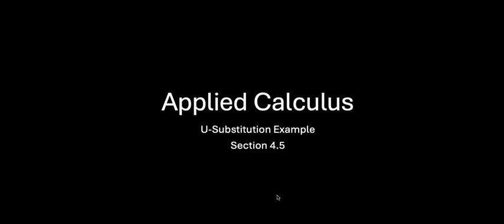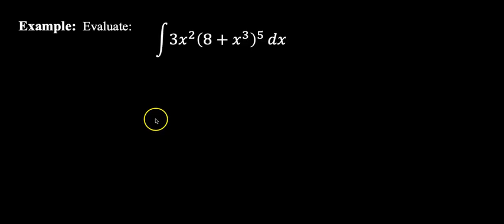Let's look at an example of how to solve a u substitution problem. We're asked to find this indefinite integral. This is multiplication of two functions, so we cannot directly find this antiderivative. However, we can try u substitution to see if that will help. The first step is to make the correct choice for u.